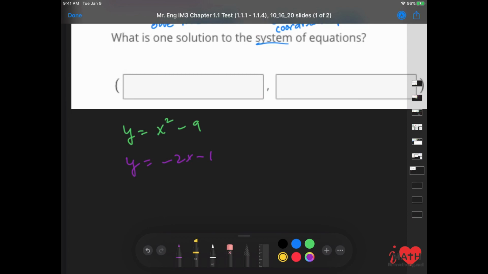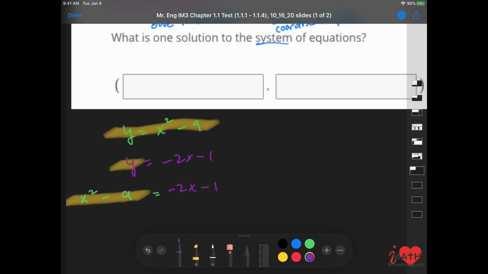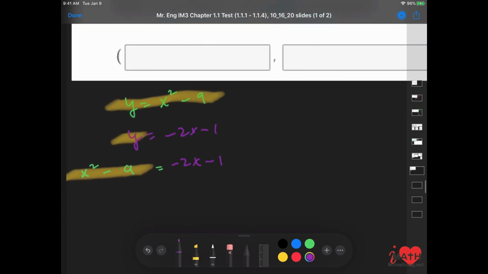Let's use my handy dandy highlighter. Every time you see y, you're going to write x squared minus 9. In the second equation, instead of writing y, we're going to write x squared minus 9. Let's write out our steps. What did we do first? We did a substitution. What's the second thing we're going to do here? We're going to set equal to 0.